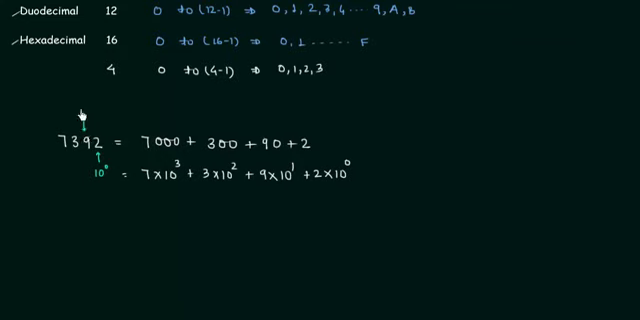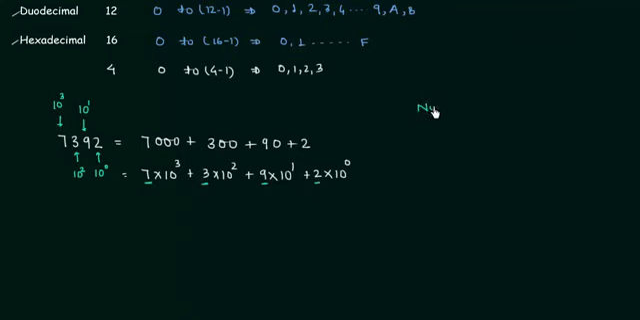The weight of this position is 10 raised to power 1. Weight of this position is 10 raised to power 2, and weight of this position is 10 raised to power 3. Generally, the coefficients 7, 3, 9, 2 are written, and the power of 10 is determined by their position. The number system with weights on position we call weighted number system, and the number system in which there is no weight on the position we call unweighted number system.